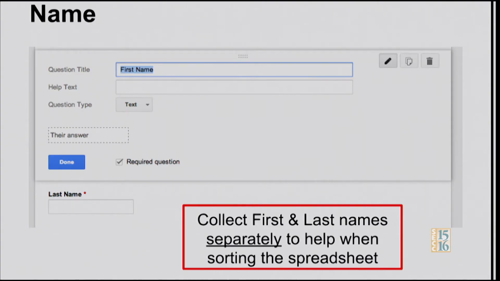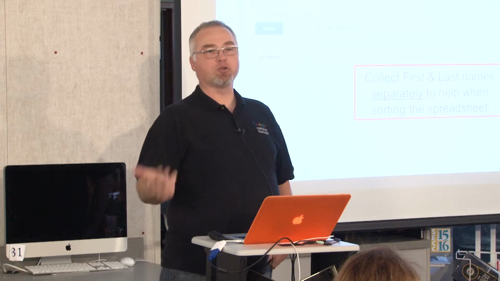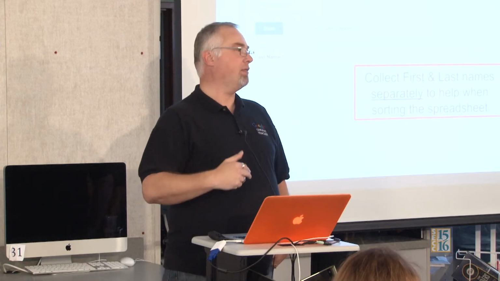I also collect the first and last name separately, because again, it's a spreadsheet, and whatever the first letter in that cell is, it's going to sort by that. So I can't sort by Kimbley if I put Will Kimbley in the same cell, so I put them in separately so I can sort them separately.